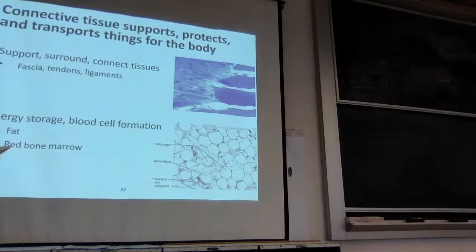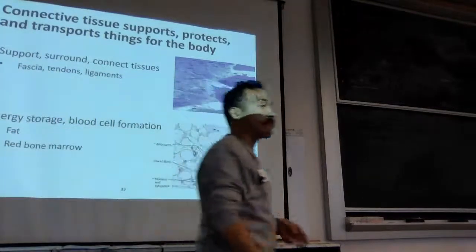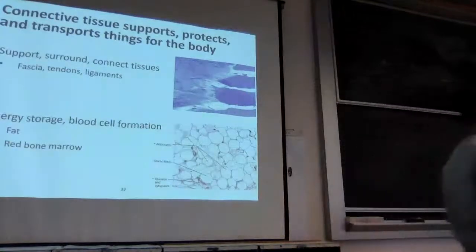In some of our bones, and we'll get to which ones later on, we have red bone marrow. And red bone marrow is essential because this is what helps produce all of your blood cells: red blood cells, white blood cells, platelets.